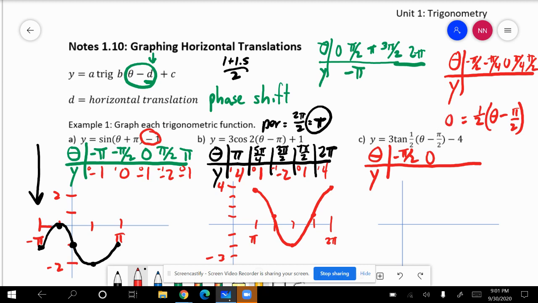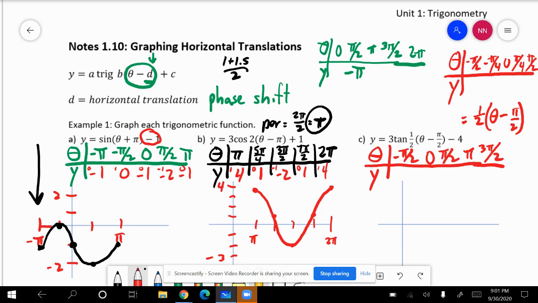We times it by 2 in order to get rid of the 1/2. That gives us 0. Then I add the pi halves to it to get pi halves. Now, sometimes you can see the pattern of the numbers. In this case, each of them is going up by pi halves. So we know that the next one is pi, and the next one is 3 pi over 2, if we're adding pi halves each time.